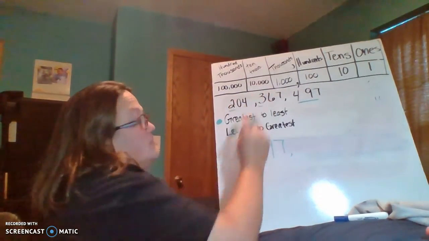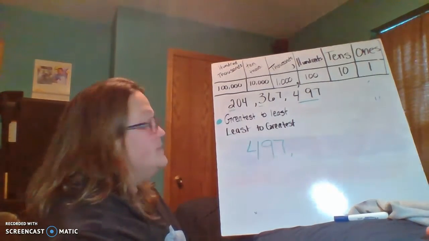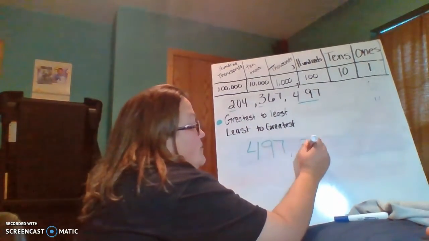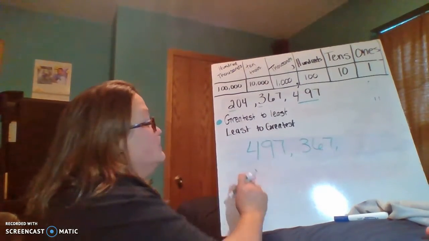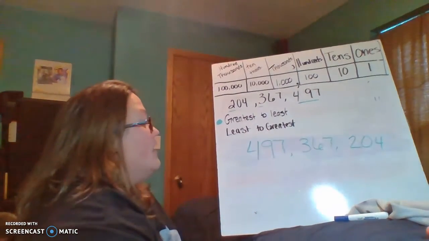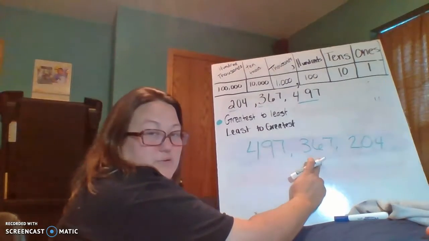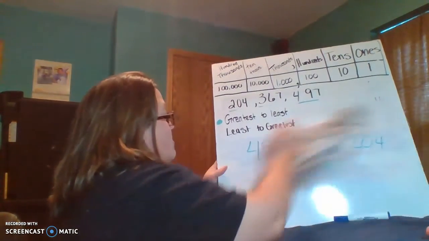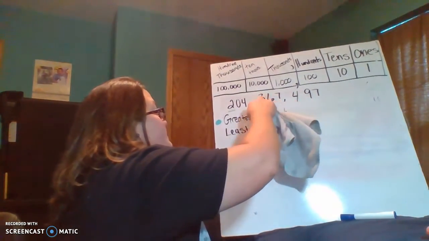We're going to look in the largest place, and that's the hundreds for both of these numbers. So 300 is larger than 200, so 367 is greater. 204 is our last number. So here we've got greatest to least: 497, 367, 204.